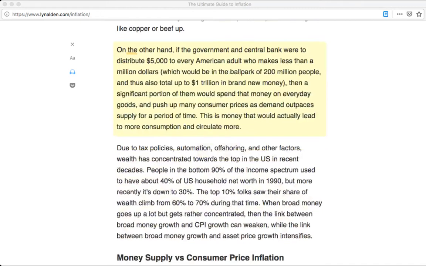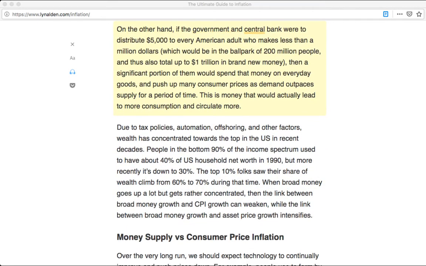On the other hand, if the government and central bank were to distribute $5,000 to every American adult who makes less than $1 million, which would be in the ballpark of 200 million people, and thus also total up to $1 trillion in brand new money, then a significant portion of them would spend that money on everyday goods, and push up many consumer prices as demand outpaces supply for a period of time. This is money that would actually lead to more consumption and circulate more.